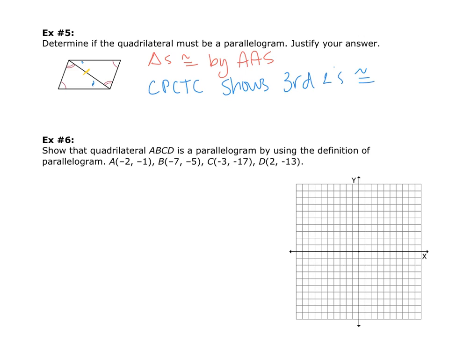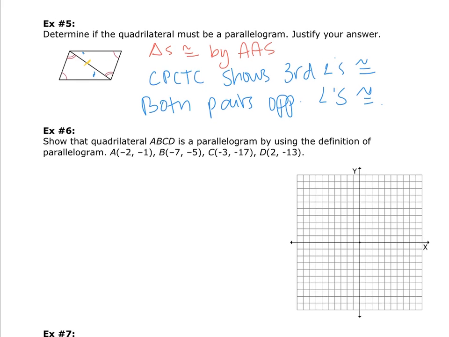Now I do have both pairs of opposite, or I keep saying sides, both pairs of opposite angles are congruent. So both pairs of opposite angles are congruent. So sometimes you can get to that fact by using congruent triangles. We won't do that all the time, but sometimes that does occur.